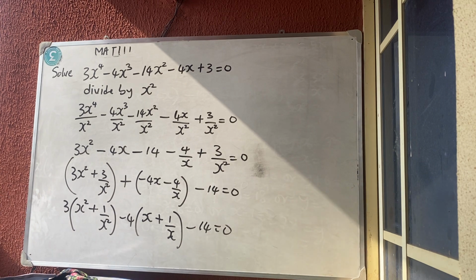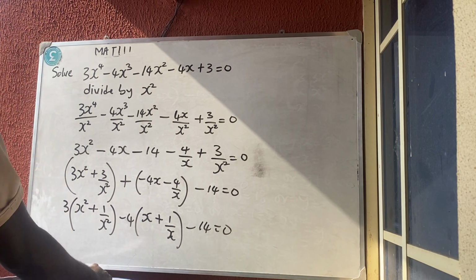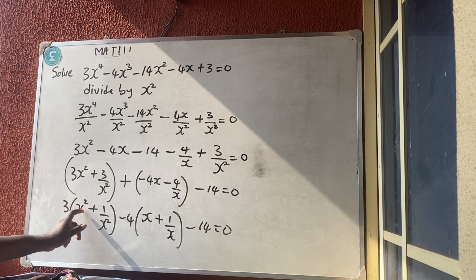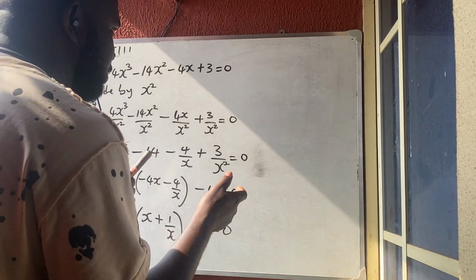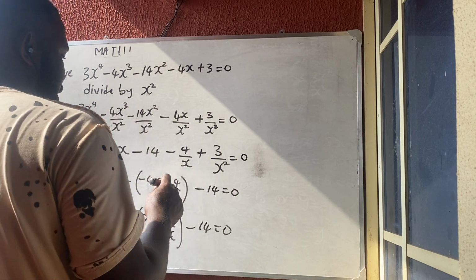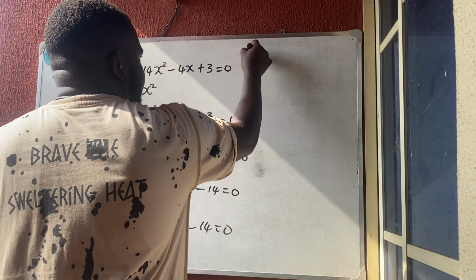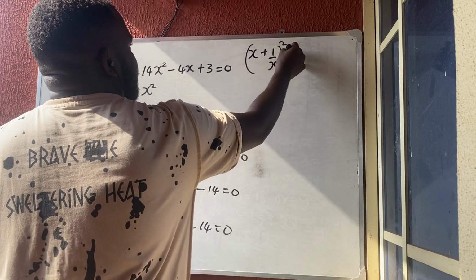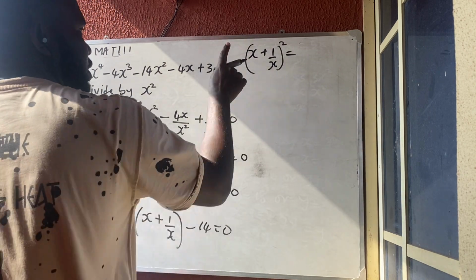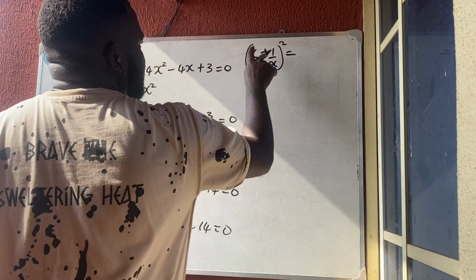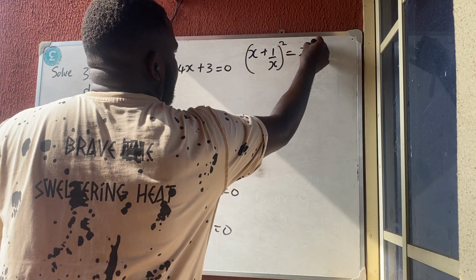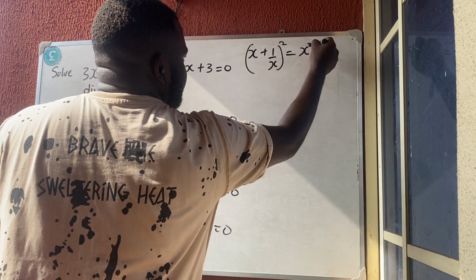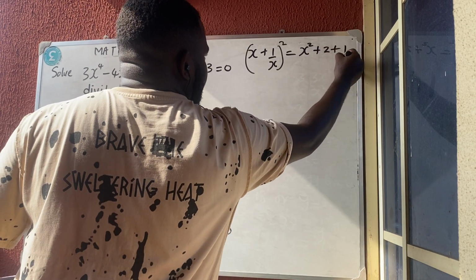Now, once you get to this point, I'm trying to make them look alike. The next thing to do is to know what this one will give you. Let us check something. I want to have the same thing here. Let's check: if I have x plus 1 over x all squared, it is equal to what? Square the first one, x squared. Multiply the first one and the second one, you have 1. Double it, I'm having 2. Square the last one, I'm having plus 1 over x squared.